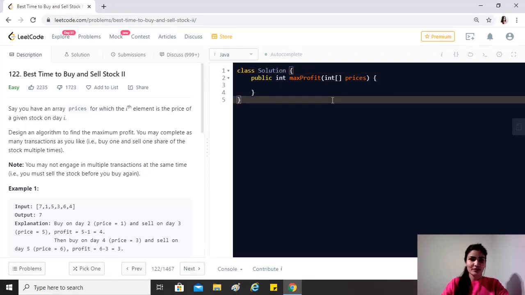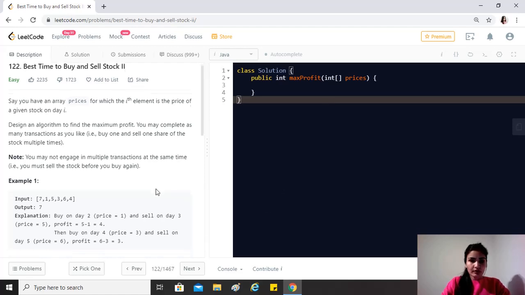Our today's question is Best Time to Buy and Sell Stock 2. The question says that you have an array prices for which the ith element is the price of a given stock on day i. Design an algorithm to find the maximum profit. You may complete as many transactions as you like, that is, buy one and sell one share of the stock multiple times. Note that you may not engage in multiple transactions at the same time, that is, you must sell the stock before you buy again.